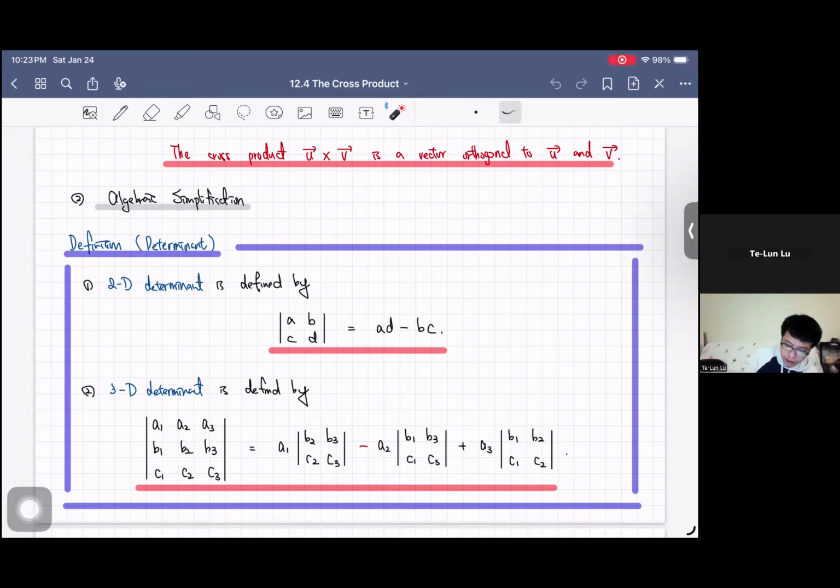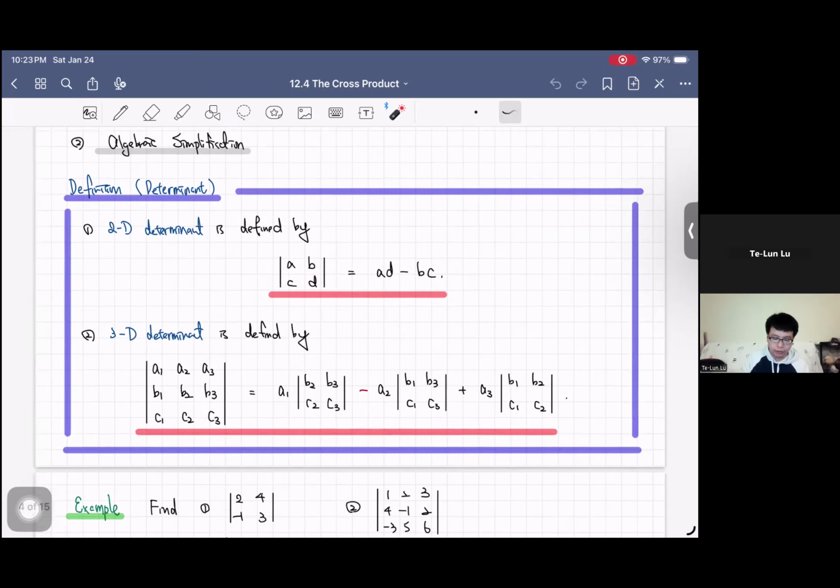First of all, we define a two-dimensional determinant to be a 2 by 2 table with 4 numbers, A, B, C, D, and we write a bar around it. This is a quantity defined by A times D minus B times C. So we multiply the main diagonal and subtract the product of the off-diagonal terms, AD minus BC. All right. And a three-dimensional determinant is defined recursively in terms of the two-dimensional determinant.